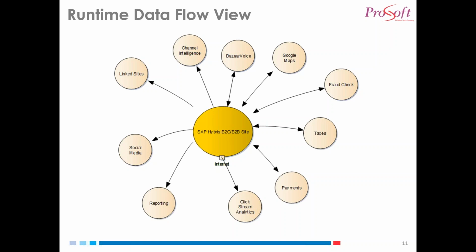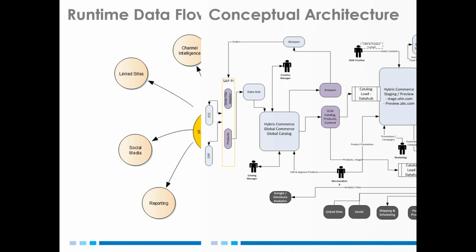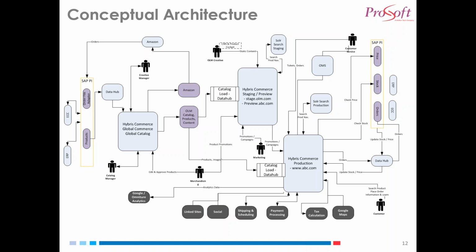So, as I said, our critical view is important for having a better understanding of how an architectural view of this emerges, and how I am going to see my staging and production going into that. So this is a conceptual architecture view. Let me start with the production Hybris commerce, a sample company, ABC.com.